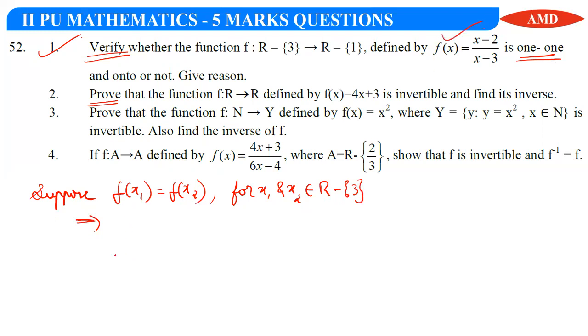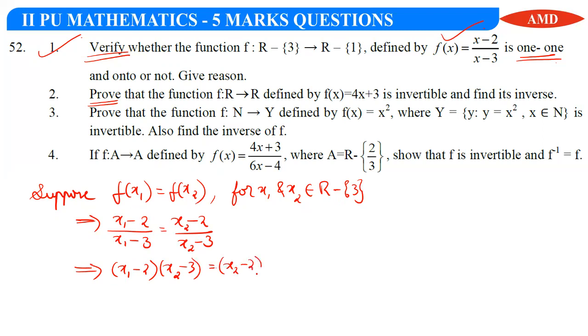Now, what is f of x1? Looking at the definition of f of x, we have (x1 minus 2) divided by (x1 minus 3) is equal to (x2 minus 2) divided by (x2 minus 3). Cross multiplying this, we get (x1 minus 2) into (x2 minus 3) is equal to (x2 minus 2) into (x1 minus 3). Simplifying it further, we get x1 x2 minus 2 x2 minus 3 x1 plus 6 is equal to x1 x2 minus 3 x2 minus 2 x1 plus 6.